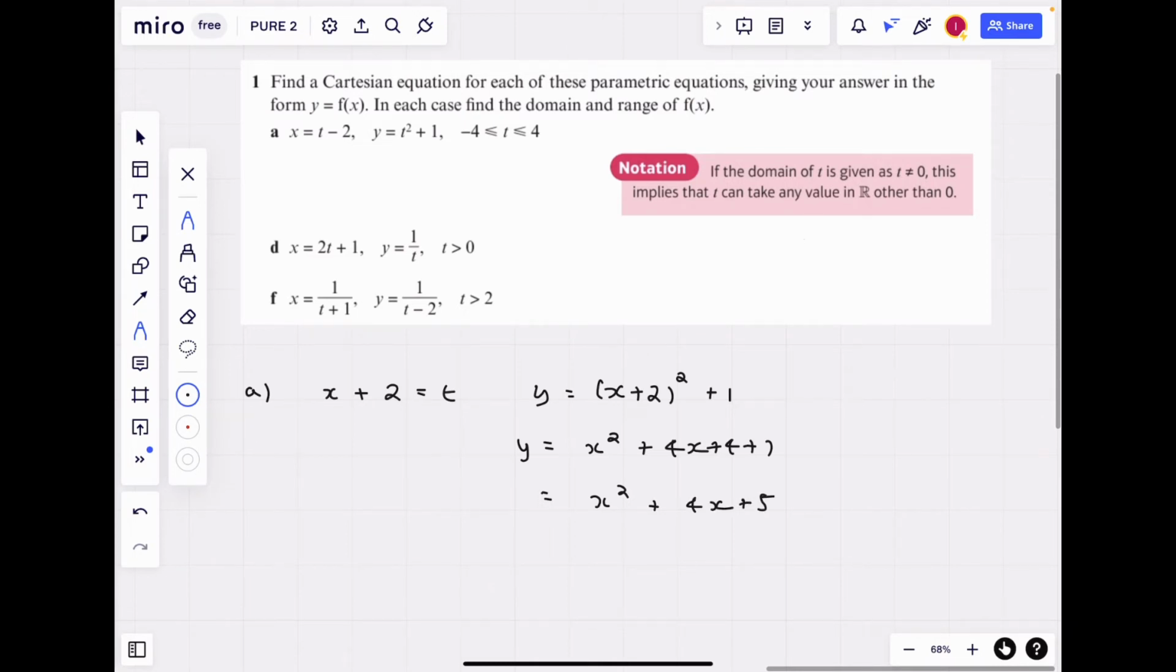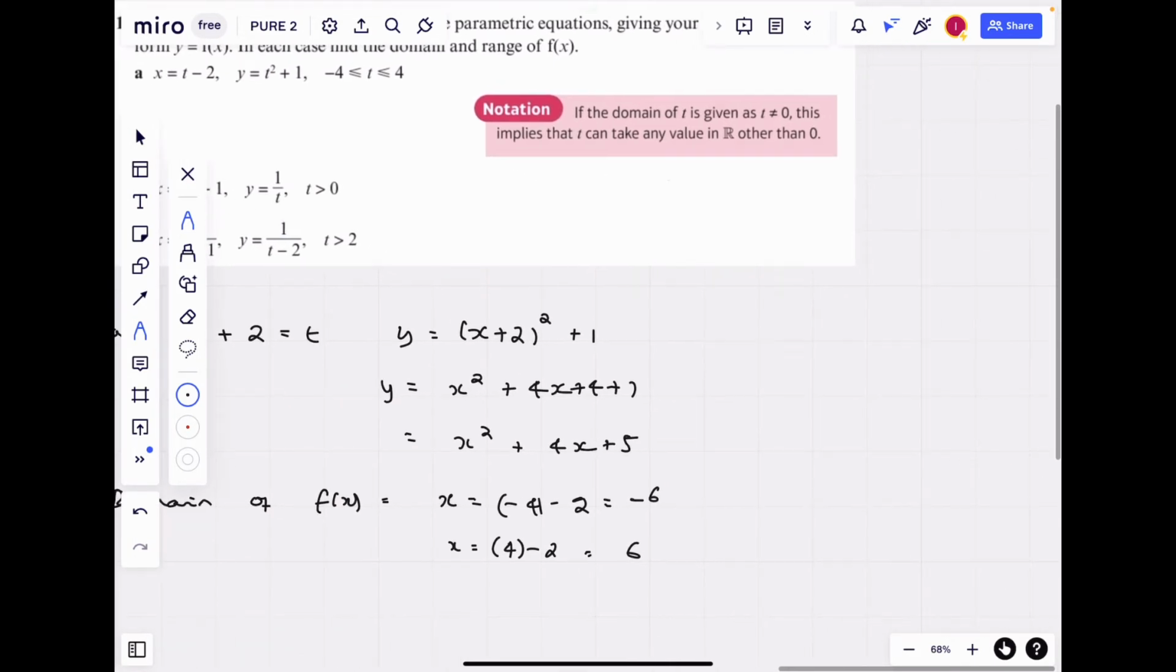Now it's a matter of finding the domain and range. To get the domain of our Cartesian, we sub in -4 and 4 into the x parametric, like this, and like that. So this will give us -6 and 6, and that is your, sorry, no, not 6, 2. There, that would be your domain. So -6 ≤ x ≤ 2.